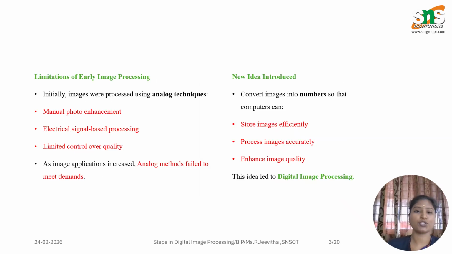Initially, images were processed using analog methods. Analog processing includes manual photo editing, electrical signal processing, but these methods had problems. Quality control was poor and processing was slow, accuracy was limited. So the researchers introduced a new idea, convert images into numbers in the digital form. Once converted, computers can store images easily, images can be processed accurately, image quality can be improved. This formed the foundation of digital image processing.